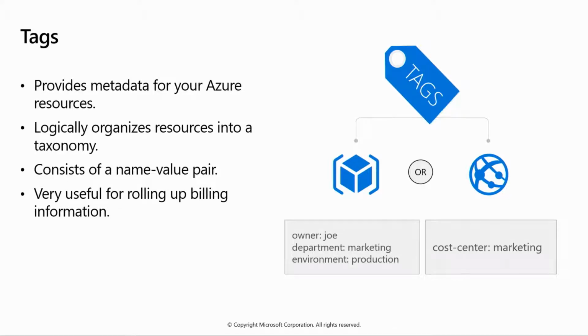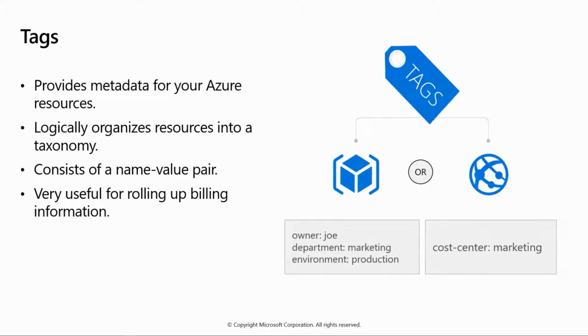Now, tags do not have that parent-child inheritance relationship. So if you tag a resource group, all of the items below it will not have those tags. So instead of having to go through and manually add tags, that's where taking advantage of templates is really great because you can have all of those tags automatically built in.